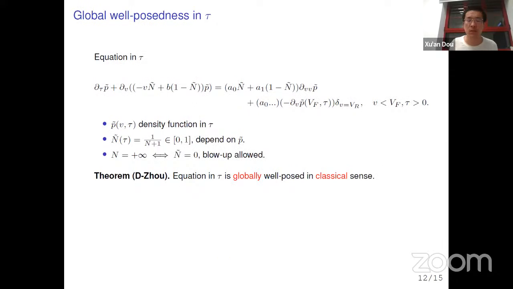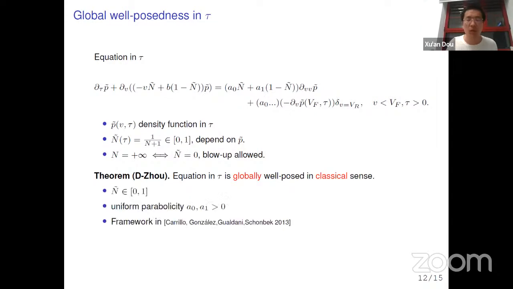Moreover, we can prove that the equation in tau is indeed globally well posed in the classical sense. This is still a nonlinear equation because n tilde depends on the solution. However, this nonlinearity is always bounded. It's between 0 and 1 by its construction. So this is an advantage for global existence. And another point is, since n tilde is between 0 and 1, this diffusion coefficient is between A0 and A1, which are two positive numbers. So the equation is uniformly parabolic. And here we rely crucially on A1 being positive.